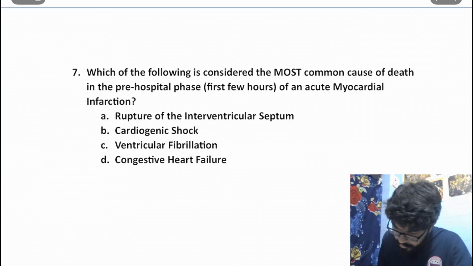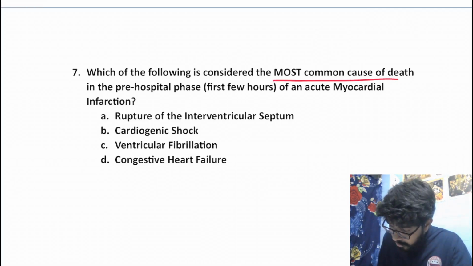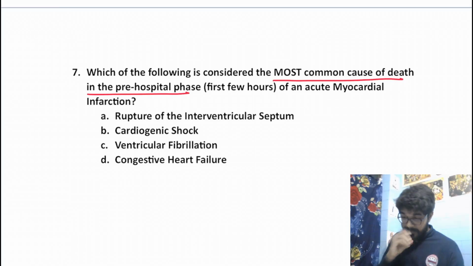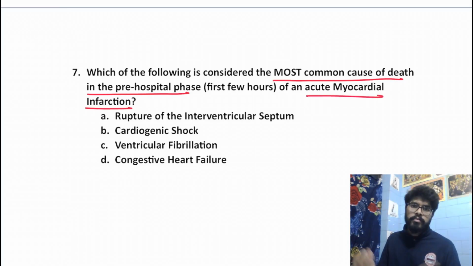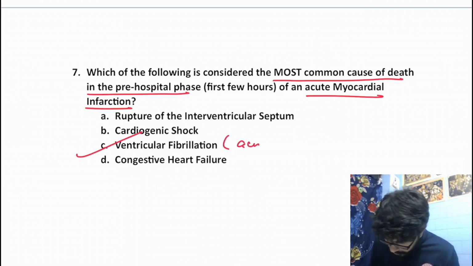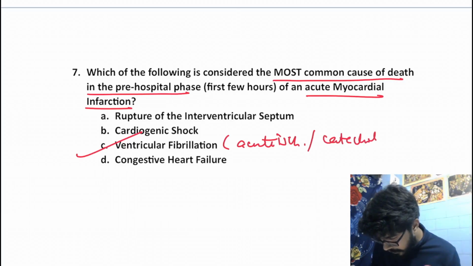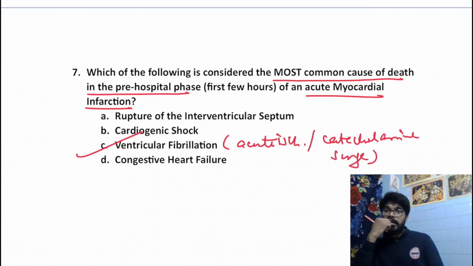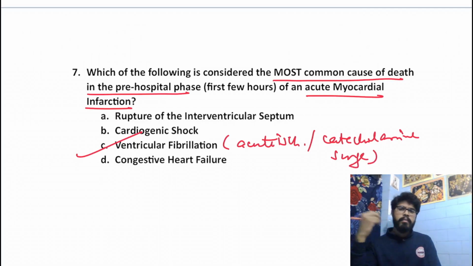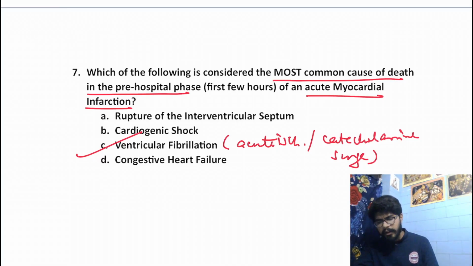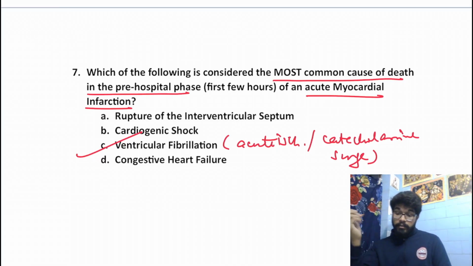Which of the following is considered the most common cause of death in the pre-hospital phase in acute myocardial infarction? This is a factual question. The answer is ventricular fibrillation. In the pre-hospital stage, due to the acute ischemia and the catecholamine surge, there is triggering of ventricular arrhythmias, most commonly in the form of ventricular fibrillation, sometimes even ventricular tachycardia, which can result in death in the pre-hospital phase.